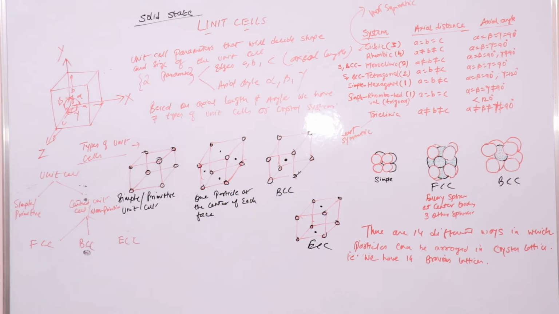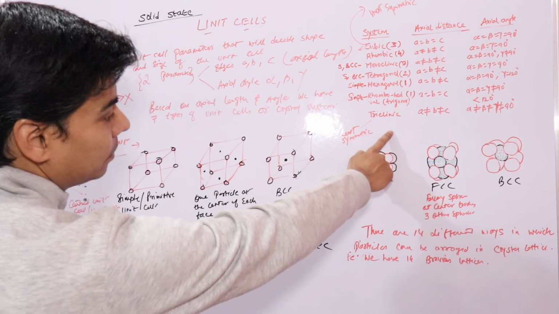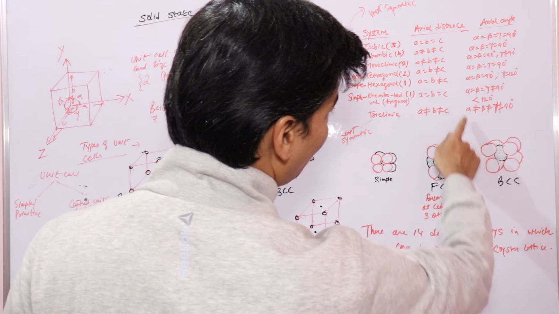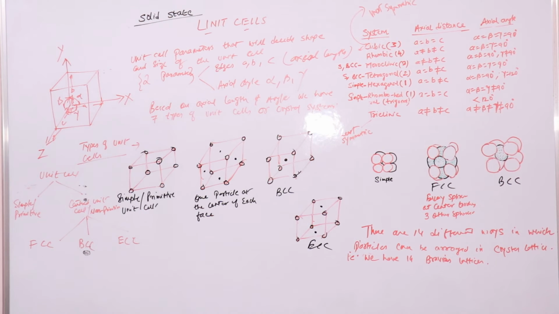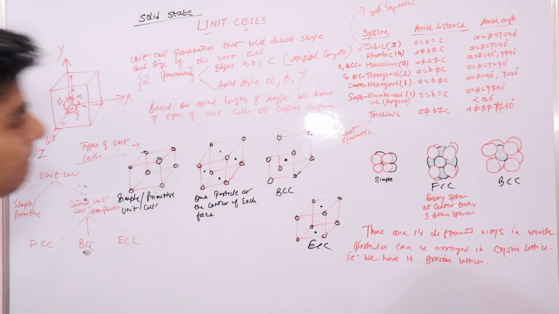Now triclinic, we know that this is the least symmetric, because all axial distances and all axial angles are different. So the way particles can be arranged in triclinic is again simple.